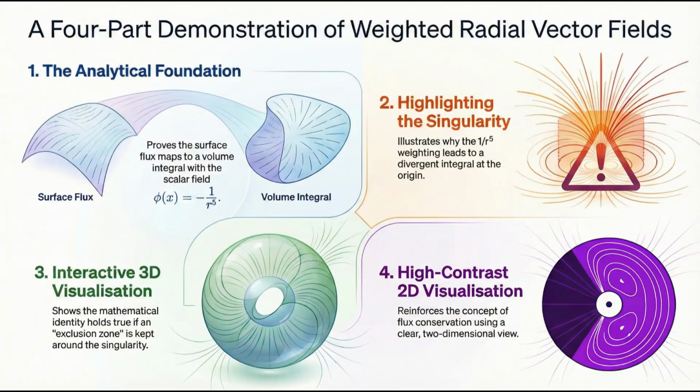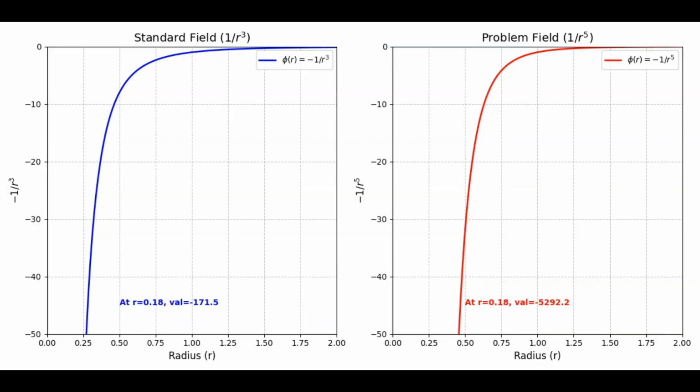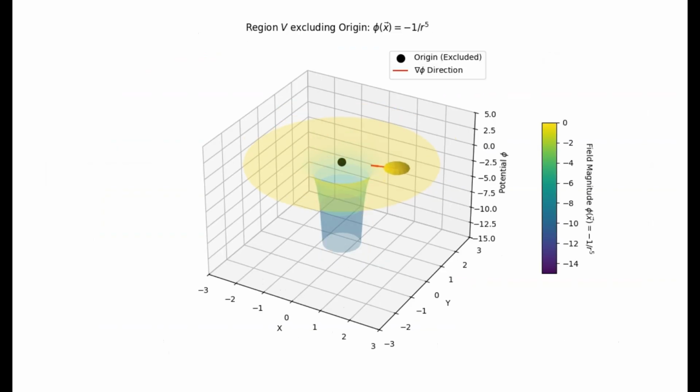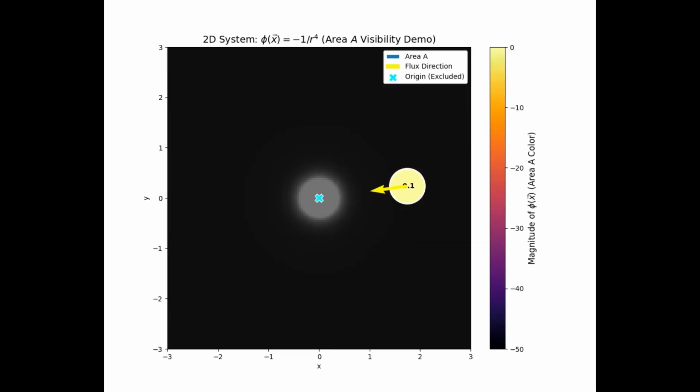This is the brief on flux dynamics of weighted radial vector fields. So we're diving into a really complicated calculus problem today. It's all about how you can map energy flow through space, especially when that energy drops off really, really fast. Think of it as a way to model the extreme forces you might find, say, inside a potential well.